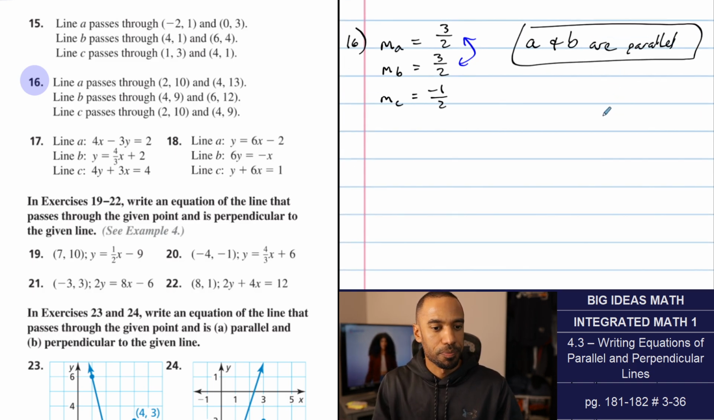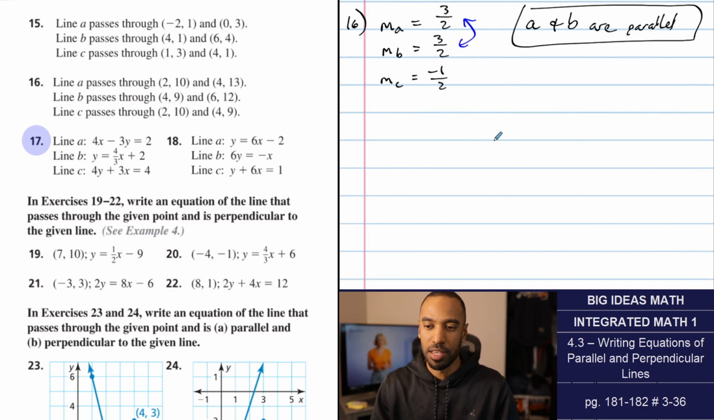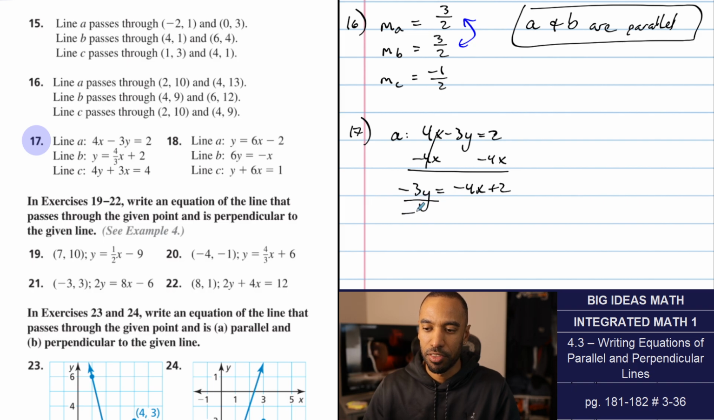Let's go to number 17. Once again, slope-intercept form is what you're going to want to get out of this. So for line A, I have 4x minus 3y equals 2. Let's get y by itself. Subtract 4x from both sides. 2 minus 4x do not combine. And then we'll divide everything by negative 3.